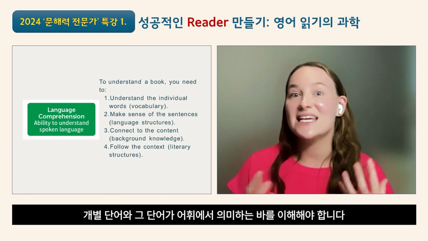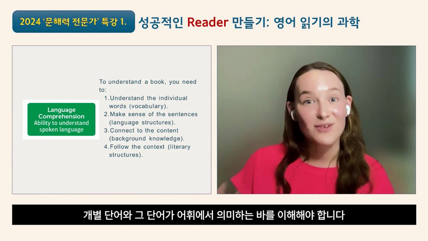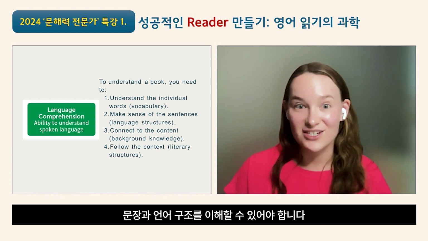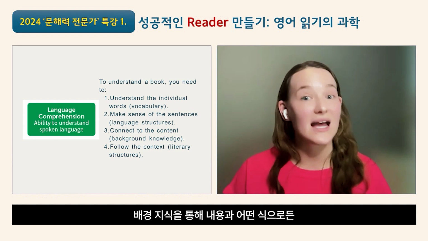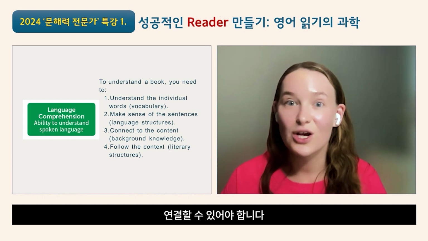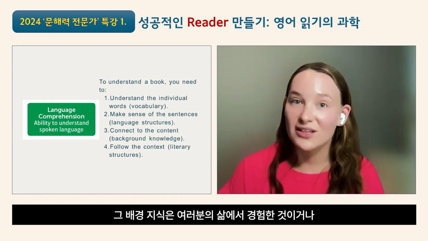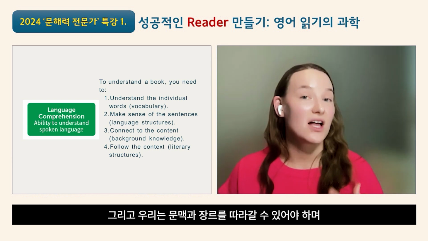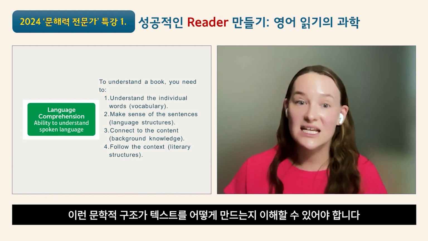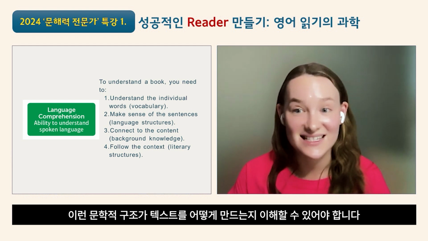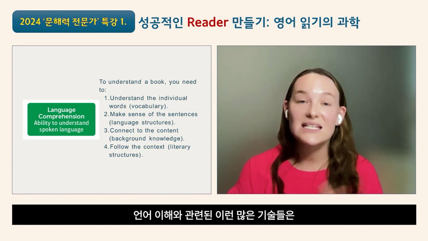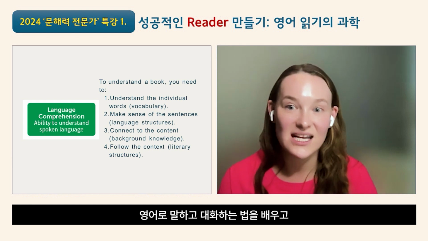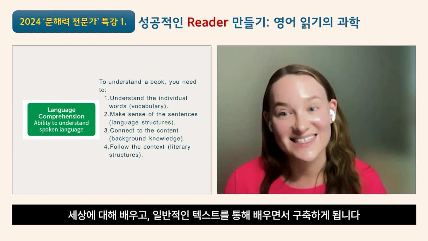You need to understand the individual words and what they mean, or the vocabulary. You need to be able to make sense of sentences and language structures. You need to be able to make some kind of connection to the content through background knowledge, whether that be through something you've experienced in your life or something that you've learned in school or in another book. And you need to be able to follow the context and the genre, understanding how these literary structures create a text. Many of these skills that are related to language comprehension are built through learning to speak and converse in English, and learning about the world and learning about text in general.